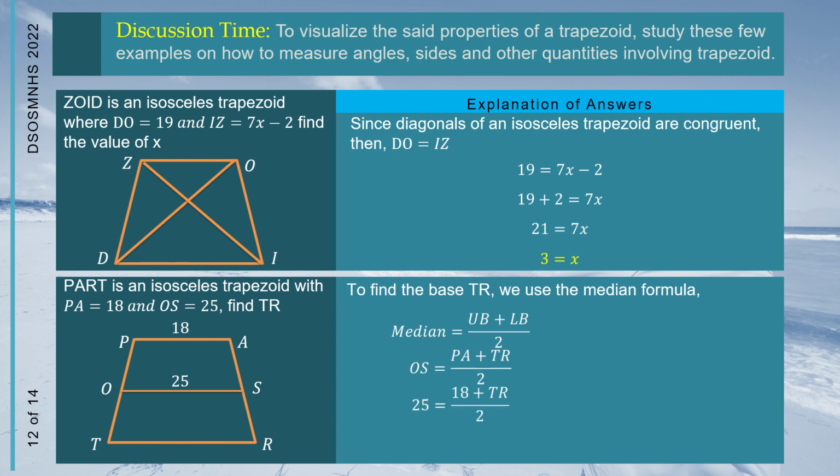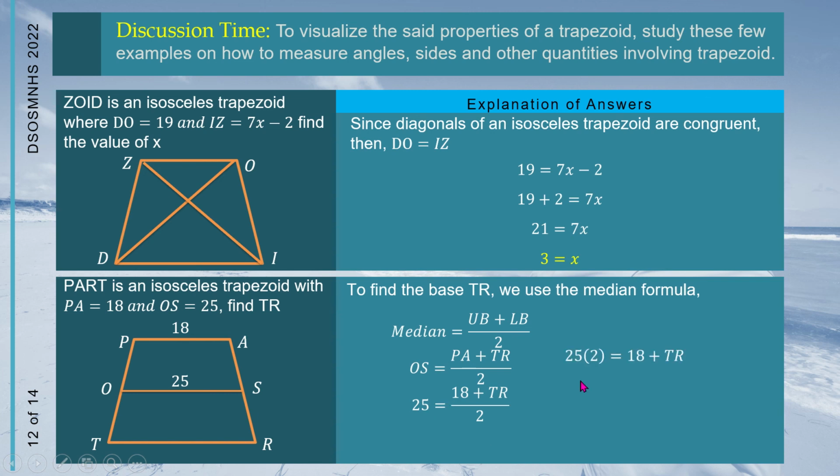We substitute the given numbers, wherein OS is 25, PA is 18, then TR is missing, so plus TR, then divided by 2. So what we will do is, we cannot add 18 to TR. Therefore, the 2 cannot be divided into the numerator. Instead, we cross-multiply the 2 with 25.